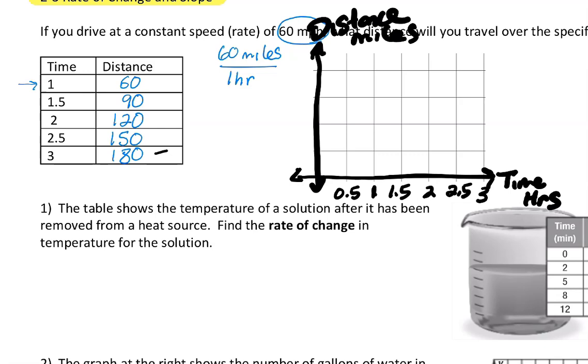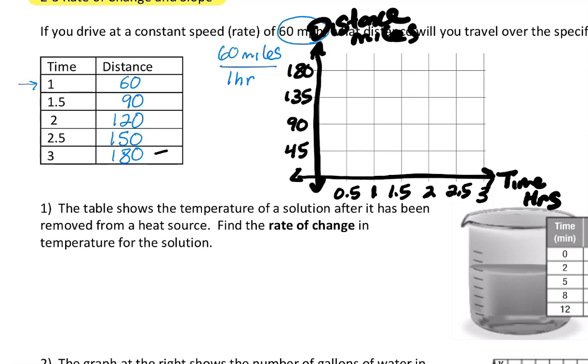Our y-axis goes all the way to 180, so let's see how we can do that. Maybe we'll go 60, 120, 180. Maybe we'll make this 180. This would be 90. Half of that would be 45. And this would be 135. So counting by 45s on our vertical axis.